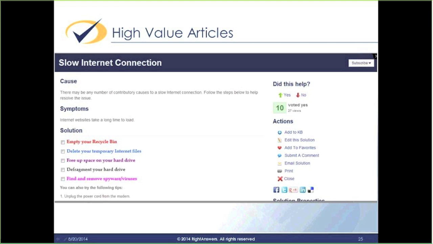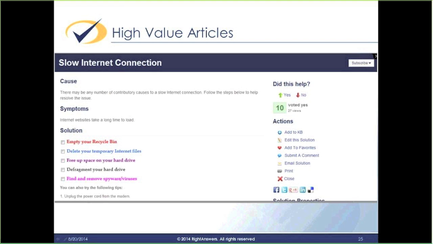procedural solutions. And so you could take a look at this slow internet connection solution, and it has a procedure that it would follow. You'd have a checklist of items that you would go through to solve this problem, right? This would work for your self-service. It would also work for your internal.